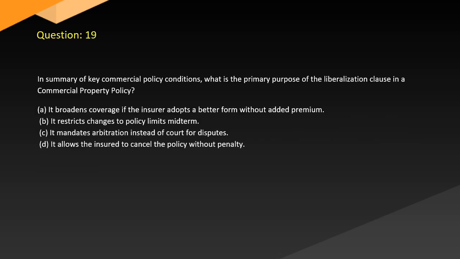Question 19. In summary of key commercial policy conditions, what is the primary purpose of the liberalization clause in a commercial property policy? A. It broadens coverage if the insurer adopts a better form without added premium. B. It restricts changes to policy limits midterm. C. It mandates arbitration instead of court for disputes. D. It allows the insured to cancel the policy without penalty.